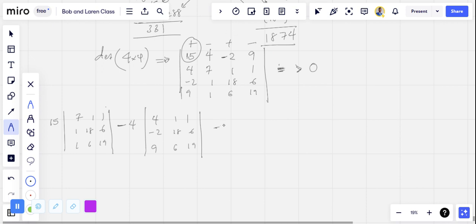Pick the next one. Plus times minus 2, that's minus 2. So then we cut it off. I have 4, 7, 1. I have minus 2, 1, 6. And I have 9, 1, 19. Pick the last one, minus 9.